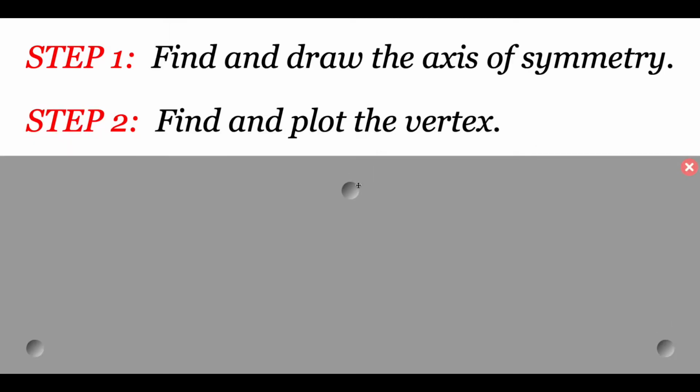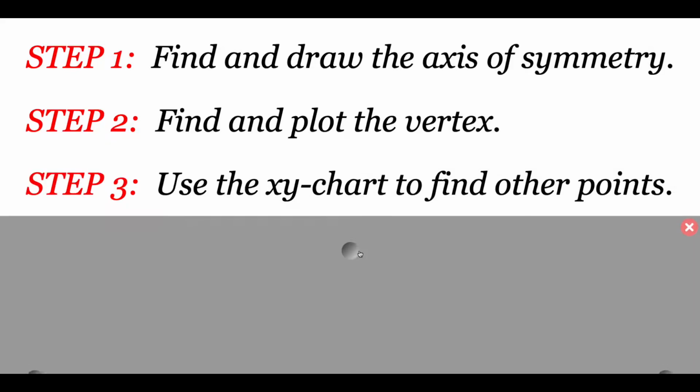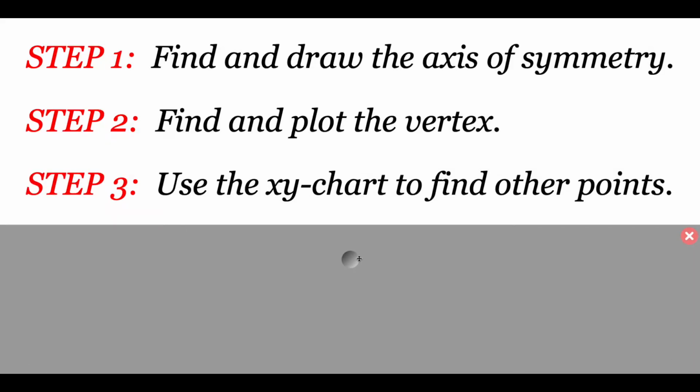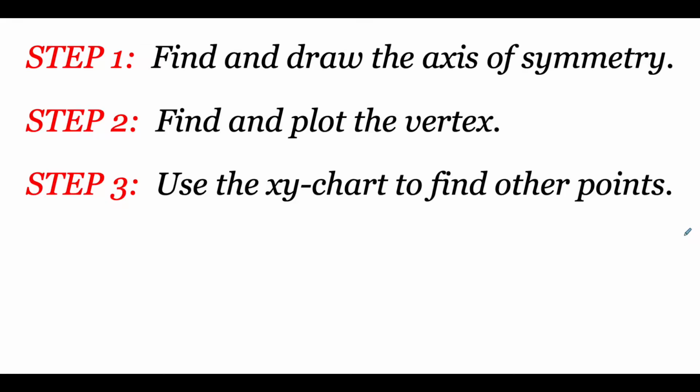Once we know where that axis of symmetry is, then we're going to figure out where the vertex is and plot that point out as well. So again, that's going to give us kind of a starting point for our parabola. But then what we want to do is come up with some other points that we can plot out on our graph. And we want to find a couple points to the left of the vertex, and we also want to find a couple points to the right of the vertex as well.